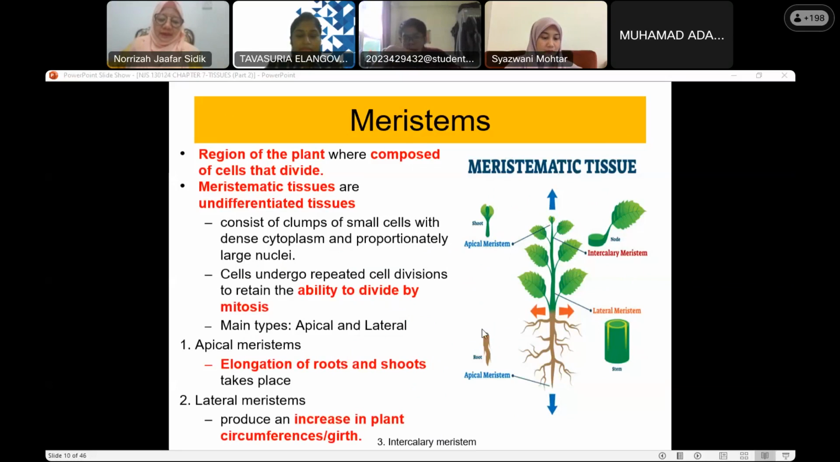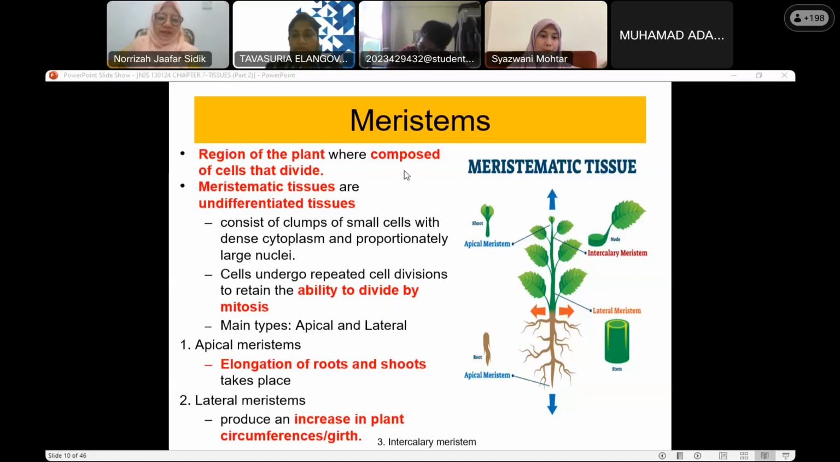And there is also another type of meristem, which we call lateral meristems. And also another type is intercalary meristem. Before we go into detail, we look at the definition of the meristem tissues.